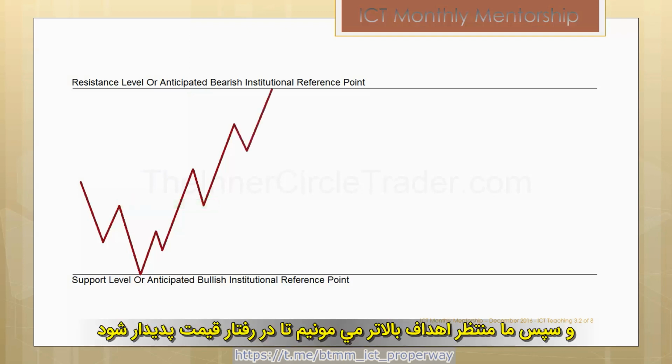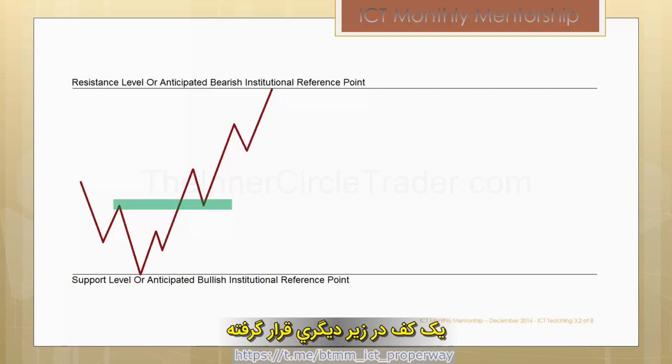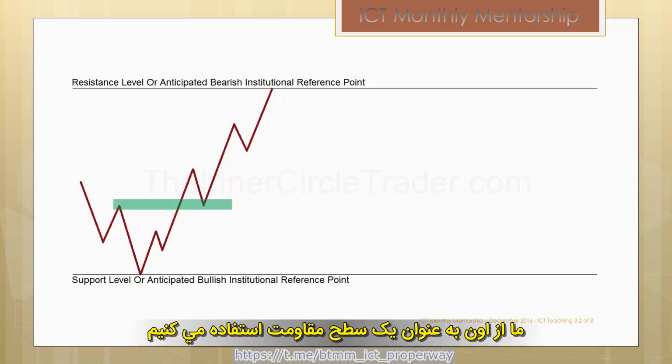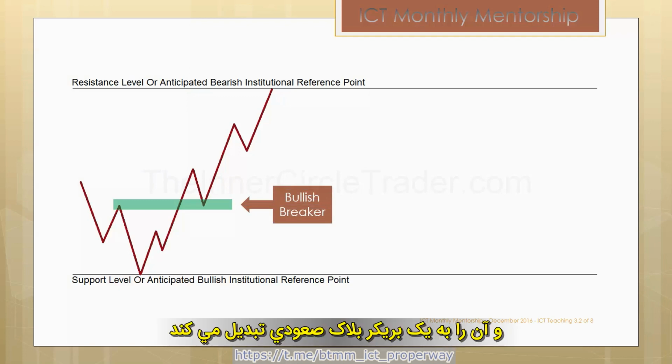And then we wait for higher objectives to be met in price action. Again, focusing on the high in between the two lower lows. One low has to be traded below, and that's going to run out to sell stops. We focus our attention on the short-term high that's in between the two lows. We use that as a resistance level that's broken that will become support, making it a bullish breaker.